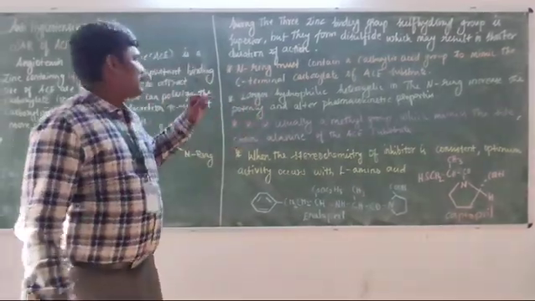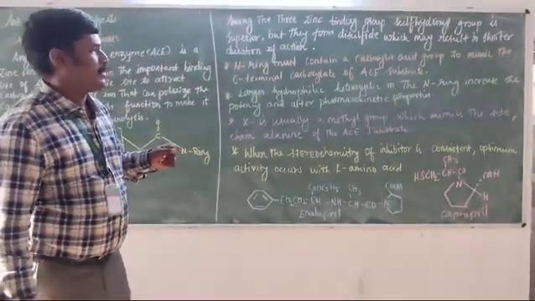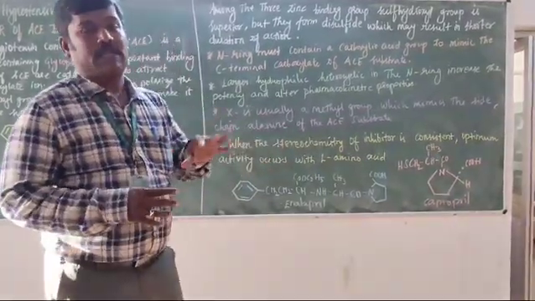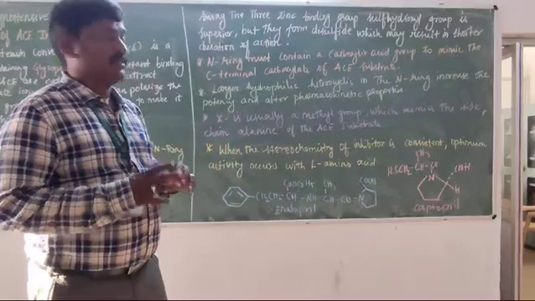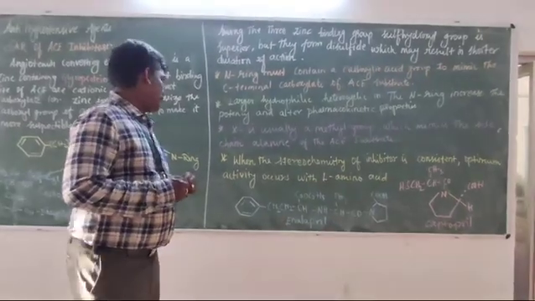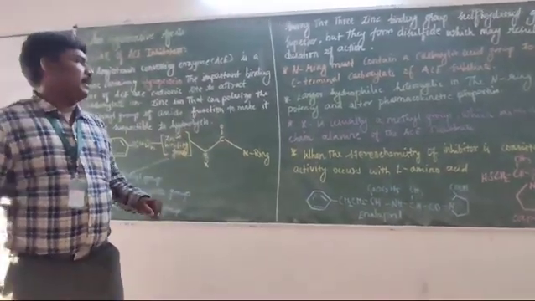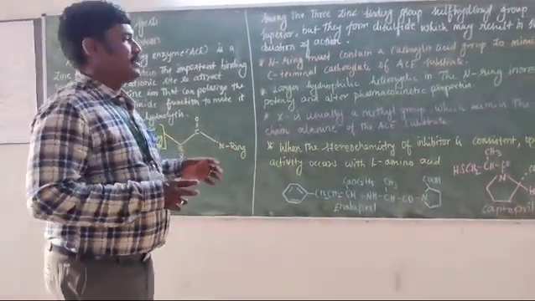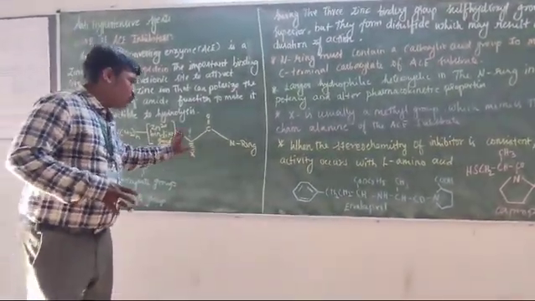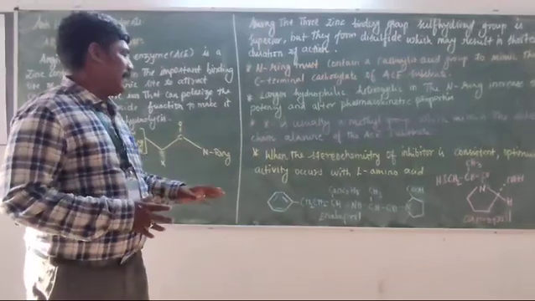Then a larger hydrophilic heterocyclic ring in the N ring increases the potency and alters the pharmacokinetic properties. So if you substitute with a heterocyclic atom that is hydrophilic in nature, that will increase the potency and also improve the pharmacokinetic properties. Then this X is usually a methyl group, which mimics the side chain of alanine of the ACE substrate. We have already discussed this one.